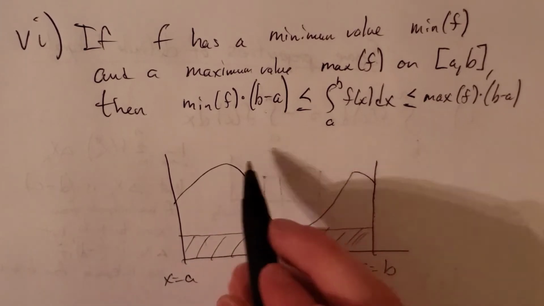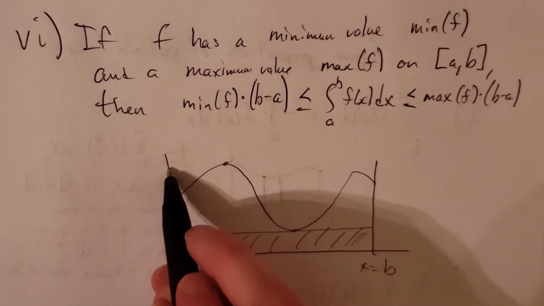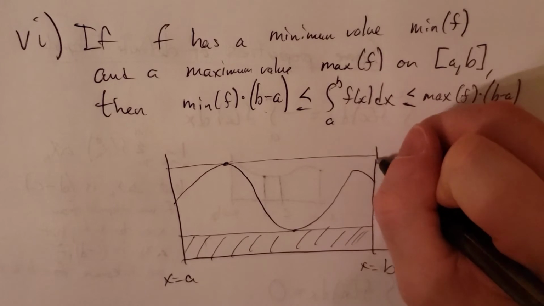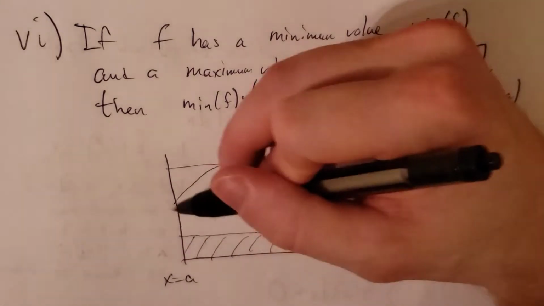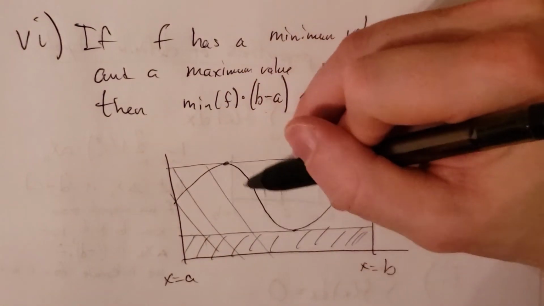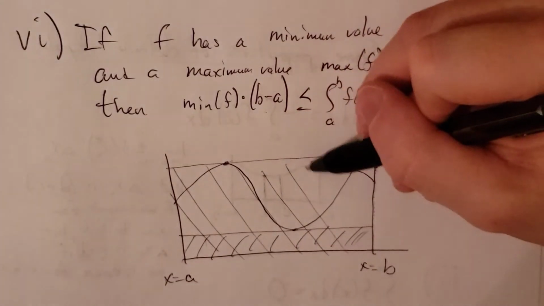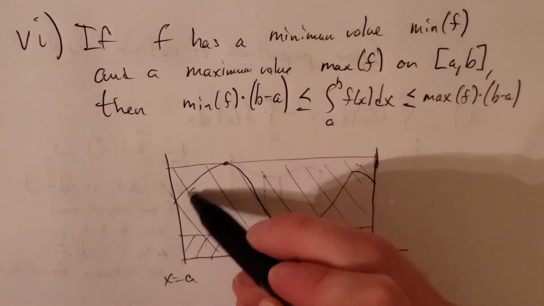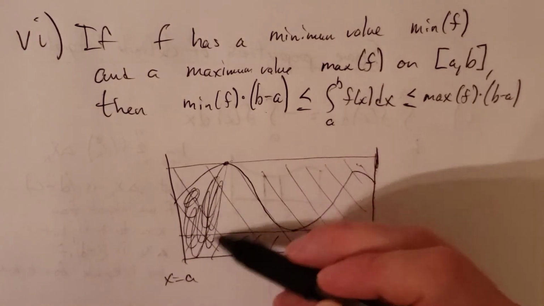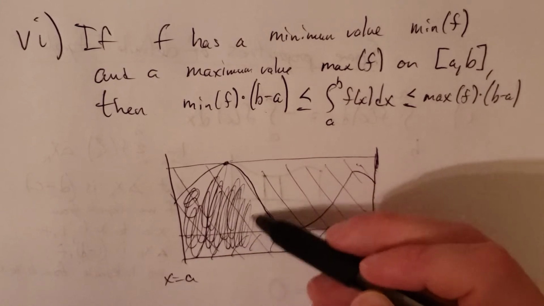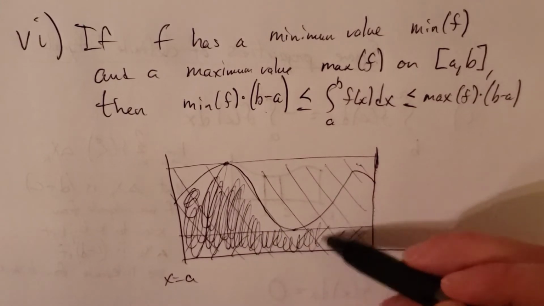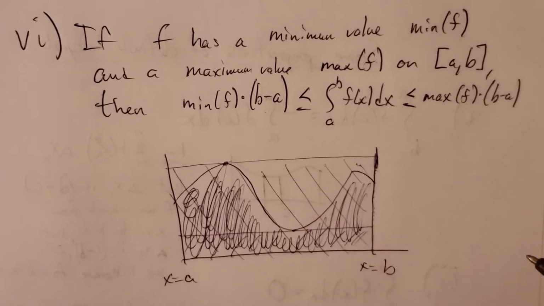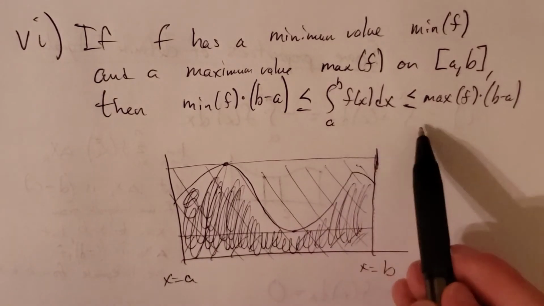And then if we go to the maximum value of f on that interval a to b, then we find that area of the rectangle. And what we see is that the area of the integral here, so the area under the curve, in other words, the value of the definite integral, is between those two values. And that's exactly what this inequality says.